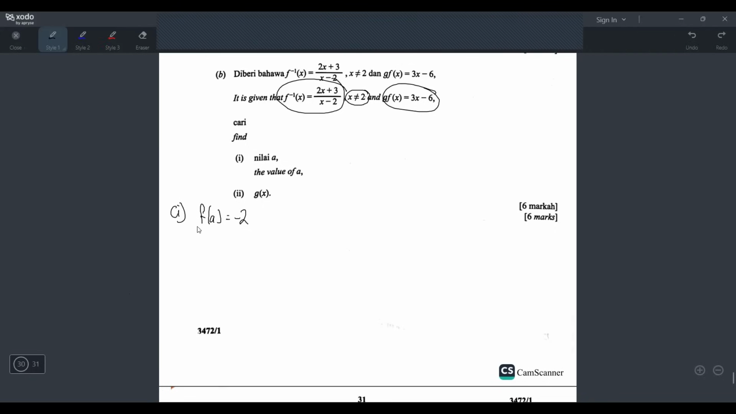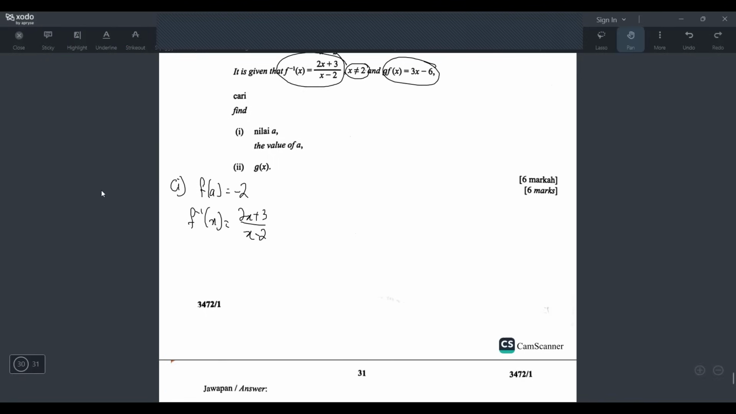But you cannot find a without f(x). It's impossible. You need to have the function f(x) in order to find a. But how to find f(x)? Okay, they give us the f inverse already. So we will use the f inverse x to find f(x) first. So f inverse x equals to 2x plus 3 over x minus 2.